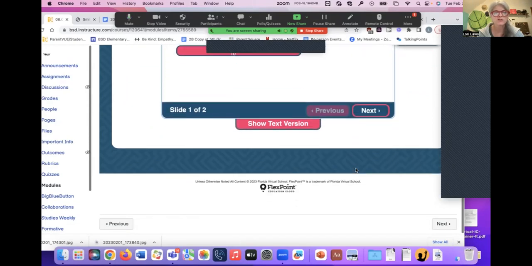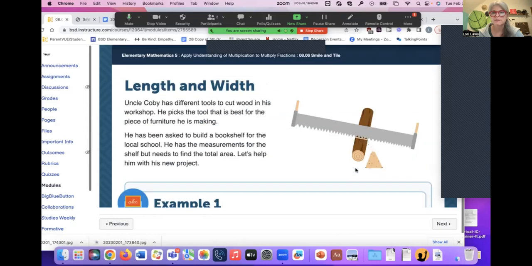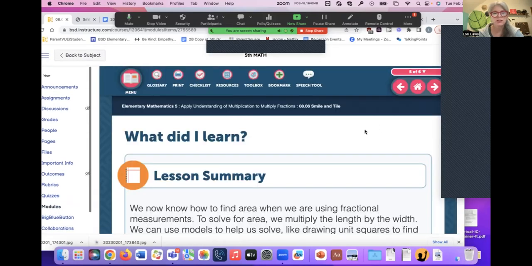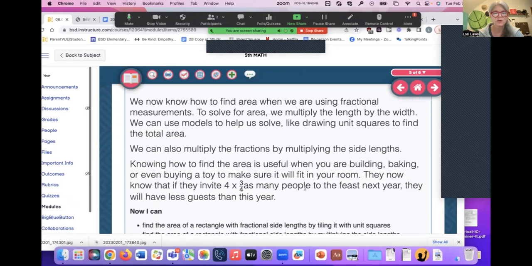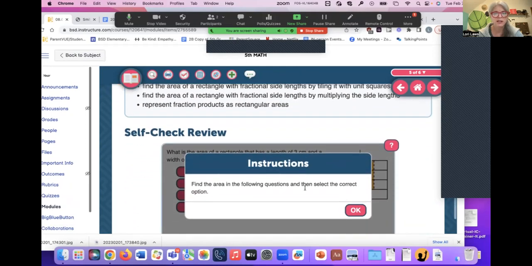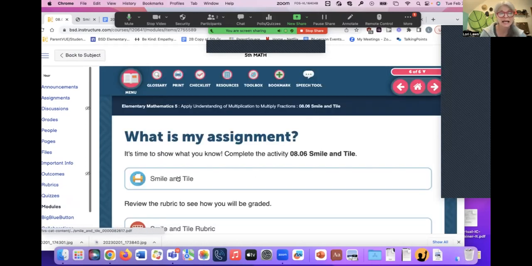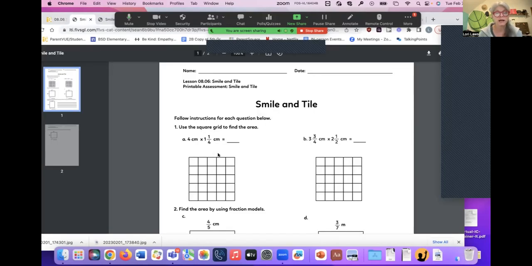All right. So once you've practiced that, then you're going to be asking me, what's my assignment, Ms. Laws? Let's go on to the last page. They have some more summary here of what you learned about how to multiply fractions, how to find the area. And then on page 6, you have an assignment today, smile and tile. If you click on this, it will open up to the smile and tile page. And you need to follow the instructions for each question below. Use the square grid to find the area.